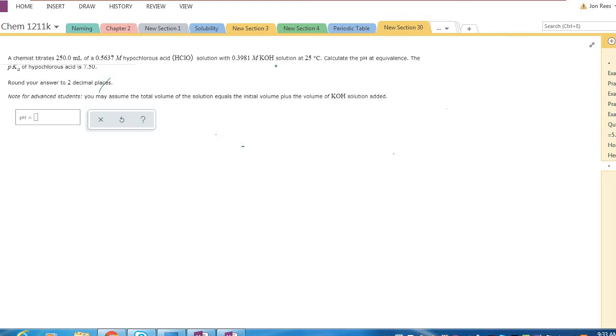Okay, I've been asked to do a titration problem, where we are taking that titration to equivalence. What that means is that the number of moles of strong base, which we're adding, is going to consume the exact number of moles of the weak acid, in this case HClO, so that there is going to be no more KOH left in the solution, and no more HClO. They've all been converted into products.